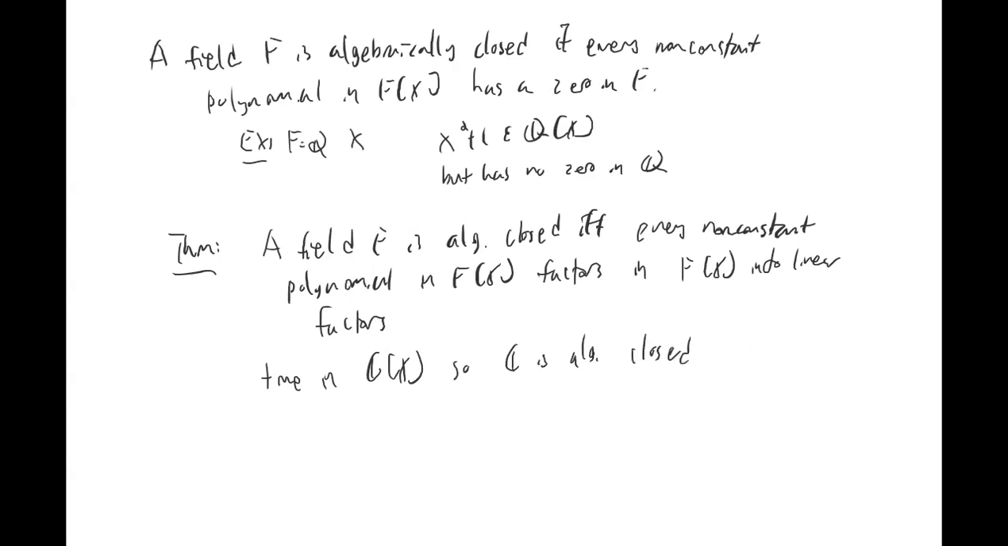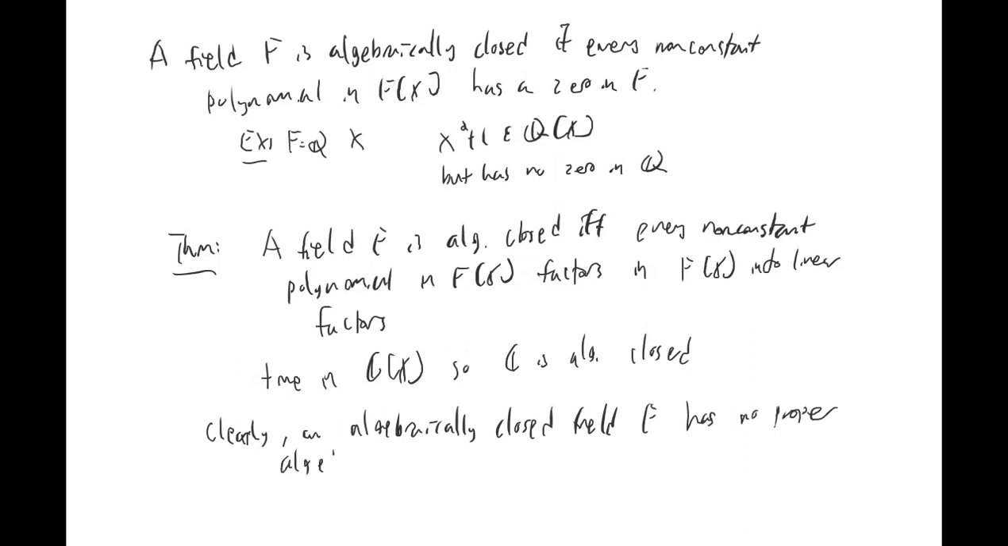So what's the idea here? This is a theorem, but clearly an algebraically closed field F has no proper algebraic extensions. So you can't get a bigger extension because you're algebraically closed. You already have all the algebraic elements.